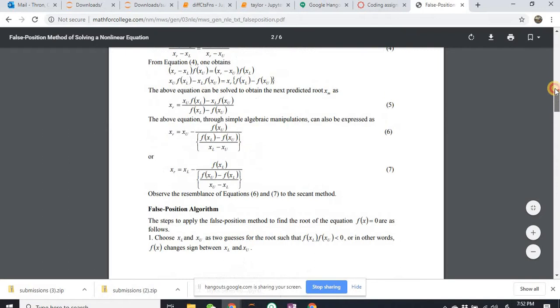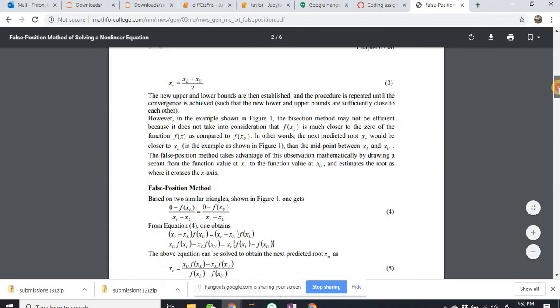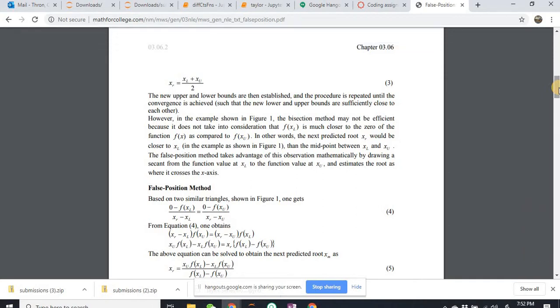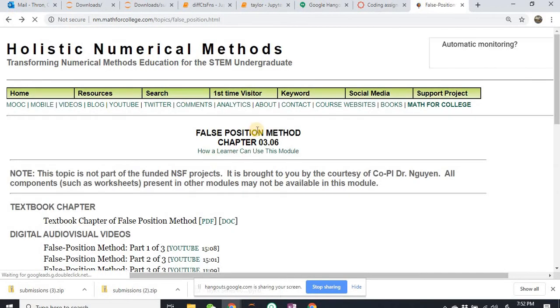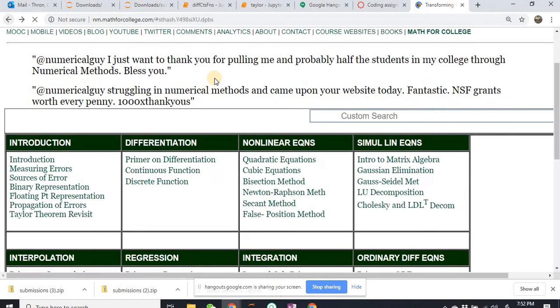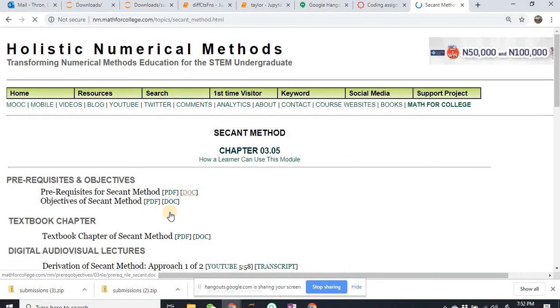So let's see what secant is. I think the only difference between secant and false position is that for secant you always use the last two to get the next one, and you don't worry about the signs. So I think that what I just showed you was false position. Let's look at secant and see what it is. Secant and false position are extremely similar. It looks like false position had the absolute value; secant just takes the last two.